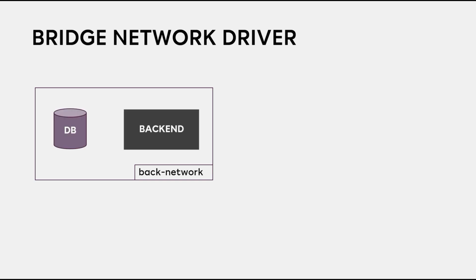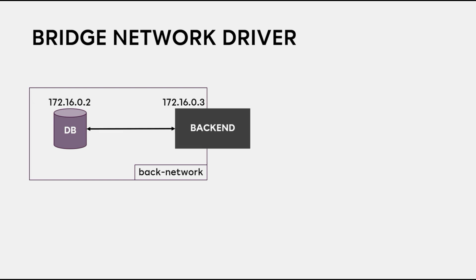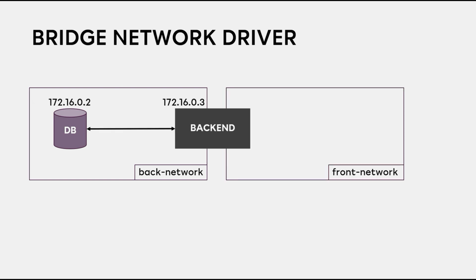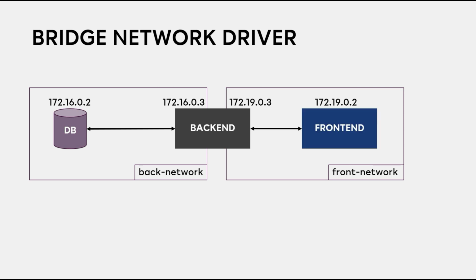After creating a bridge network, I will add the database and backend to this network. This means that the first requirement is done. The database and backend communicate with each other. Secondly, I will define a new bridge network. I will add front-end and backend to this network. In this way, the second requirement is done. Front-end and back-end communicate with each other.